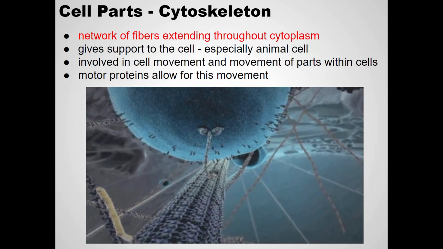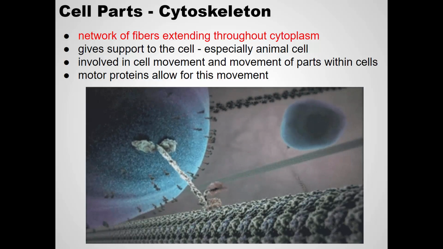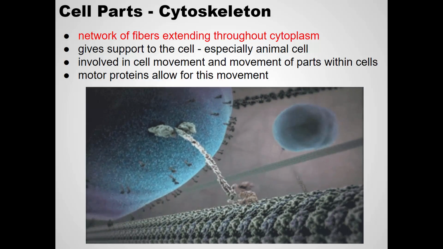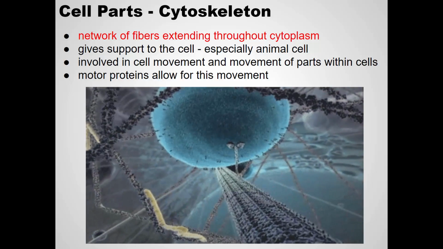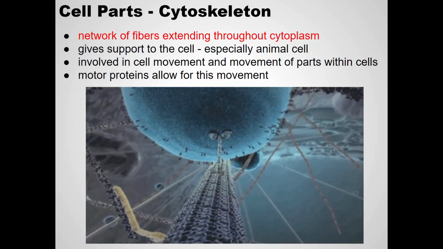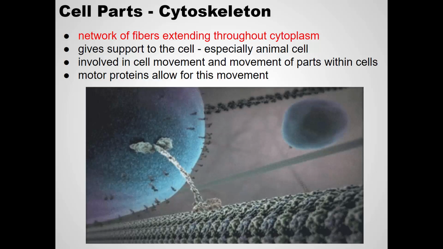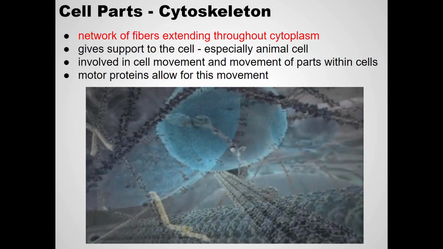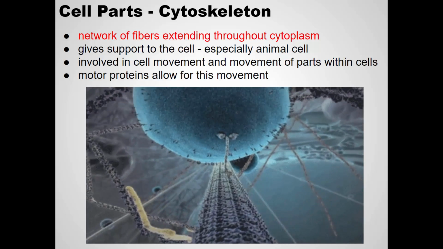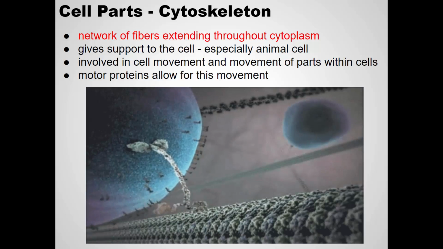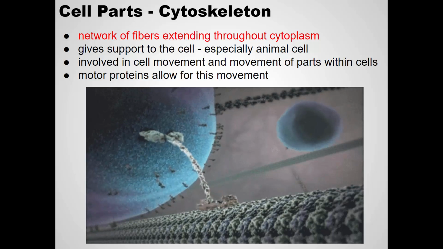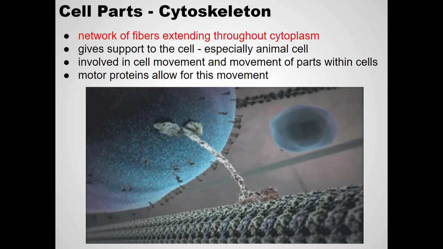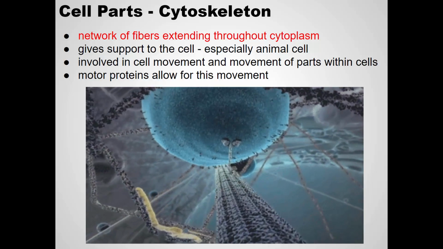Especially, for example, animal cells. Because animal cells have that flexible cell membrane, you can imagine if they had nothing holding their shape together, they would just kind of flatten into like a puddle. But these fibers of the cytoskeleton are sort of stretched across, allowing them to maintain some sort of shape. They're also responsible for how cells move and how things within the cell move.